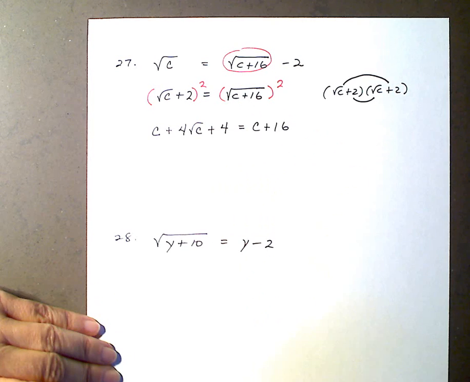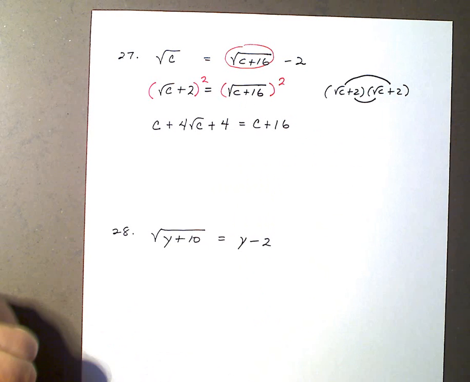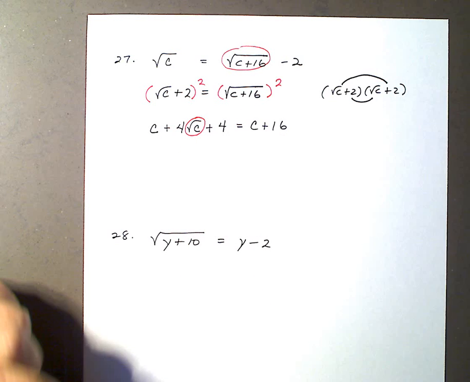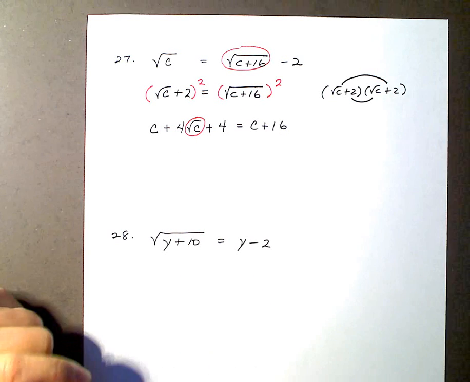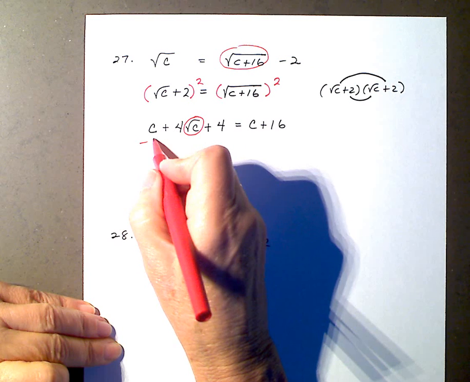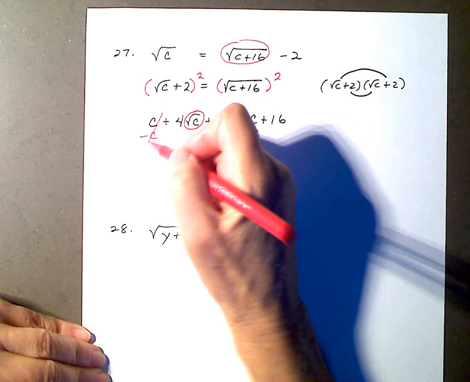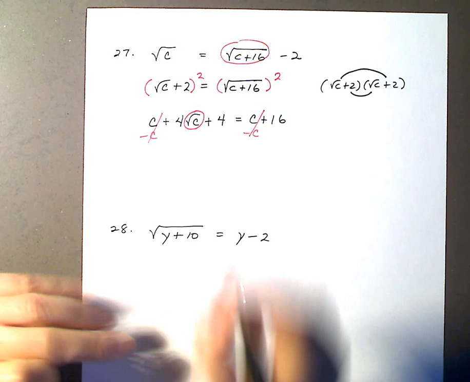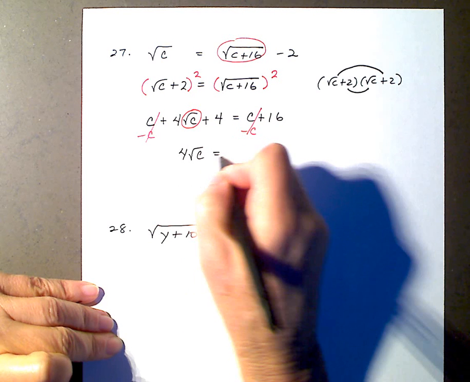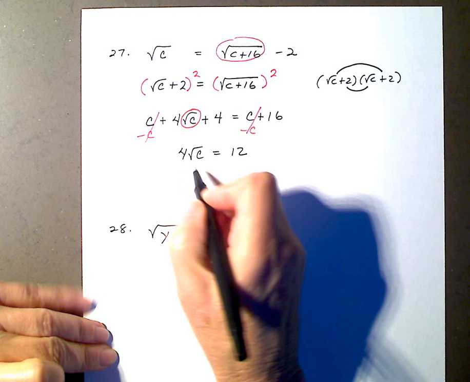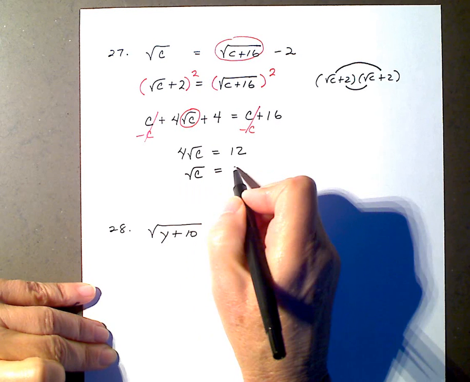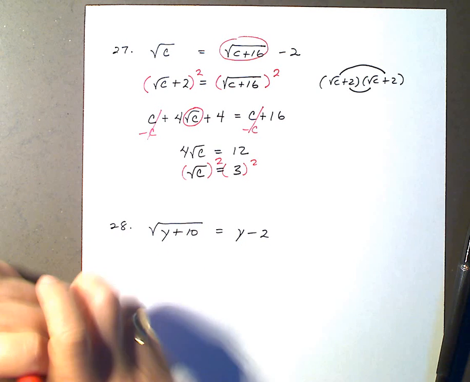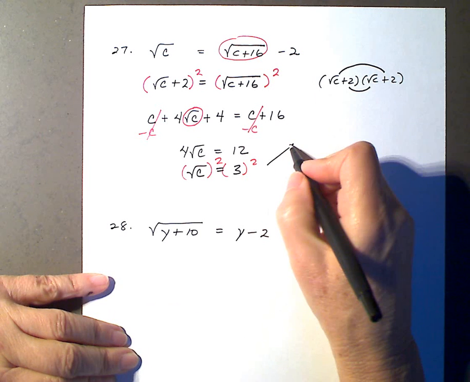So now we're going to isolate. This is like we just have to repeat the whole thing. We're going to try and isolate that radical term. First, if I subtract c from both sides, that goes away from both sides. And then if I subtract 4 from both sides, I will have 4 times the square root of c equals 12. Dividing through by 4, I'll get the square root of c equals 3. And now I square both sides, of course. So c is equal to a positive 9.